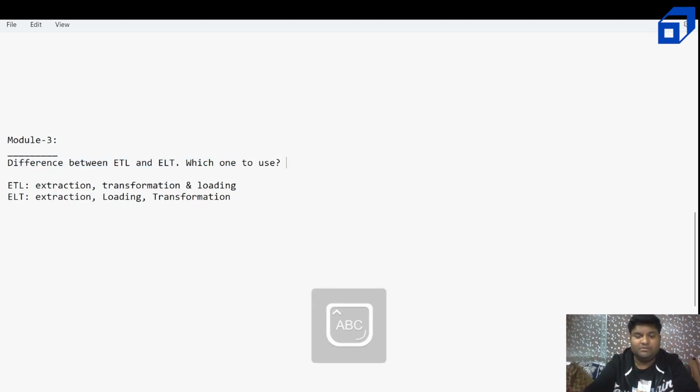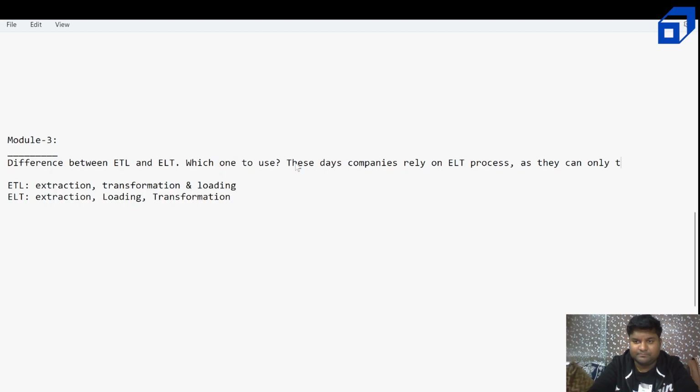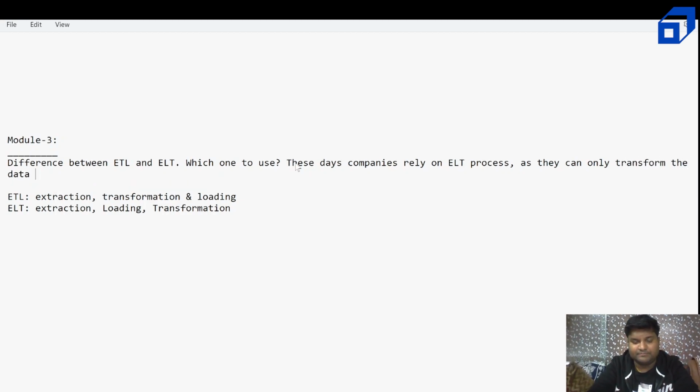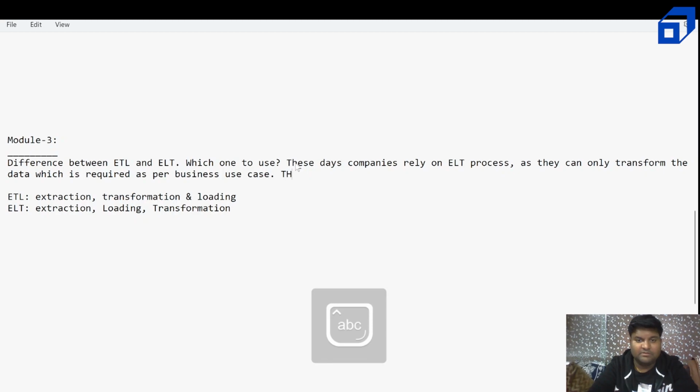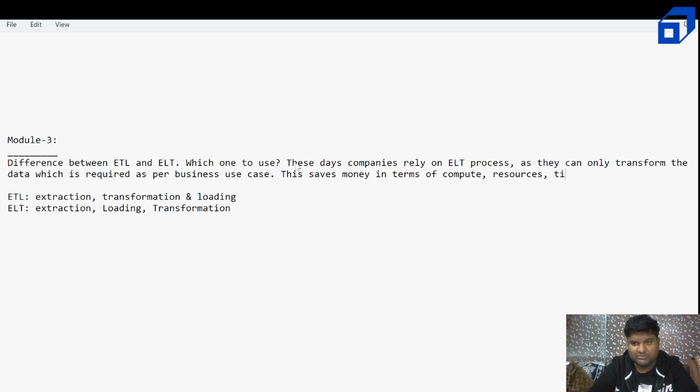So these days companies rely on the ELT process as they can transform only the data which is required as per the business use case. This saves money in terms of compute, resources, time, etc. Right? So this was what I wanted to explain about the ETL and ELT process.